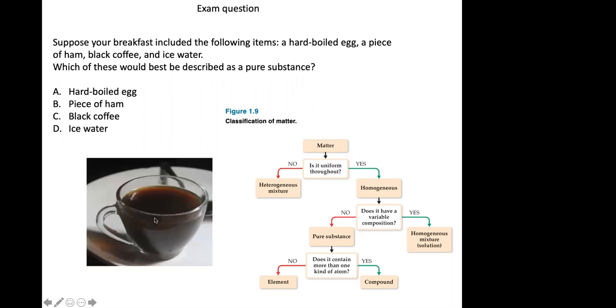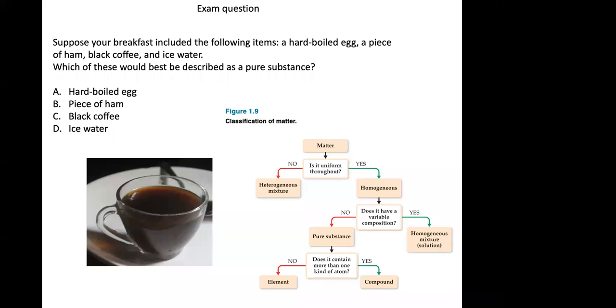How about black coffee? Is it matter? Sure. Is it uniform throughout? Yeah, it looks uniform throughout. It looks homogeneous. Does it have a variable composition? What does a variable composition mean? Well, let's think back to our coffee. What's in that coffee cup? I think I've got water there, and then different substances that were extracted from the coffee beans. I make coffee every morning, right? I pour boiling water over these coffee beans, and it extracts different chemicals from the beans. It extracts caffeine, and different things that give rise to its aroma and its taste. There's a lot of chemicals being extracted there.